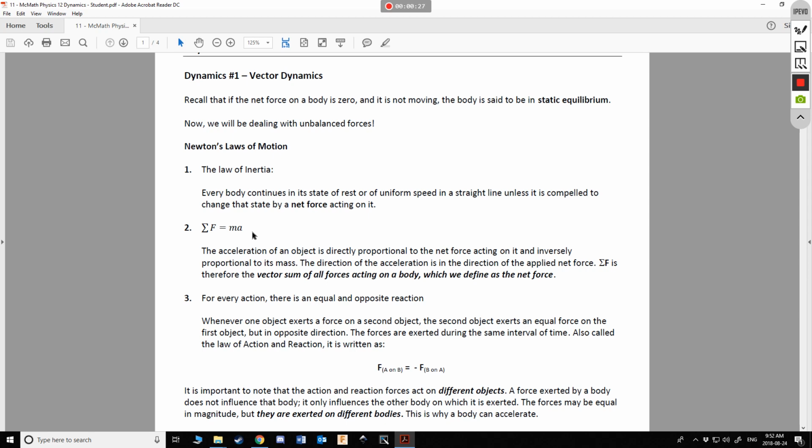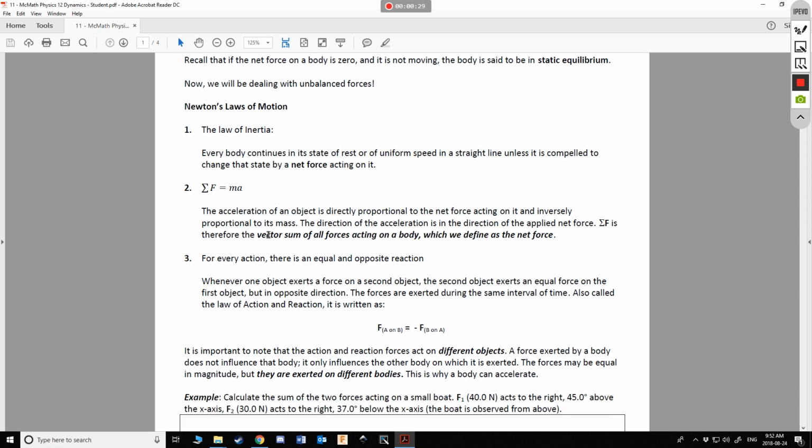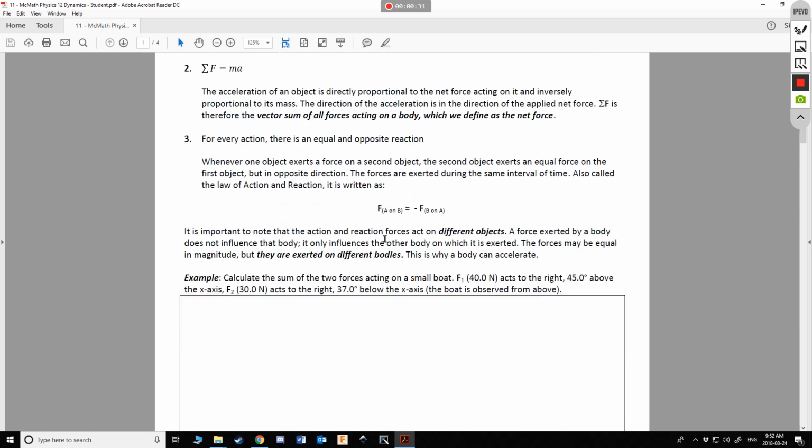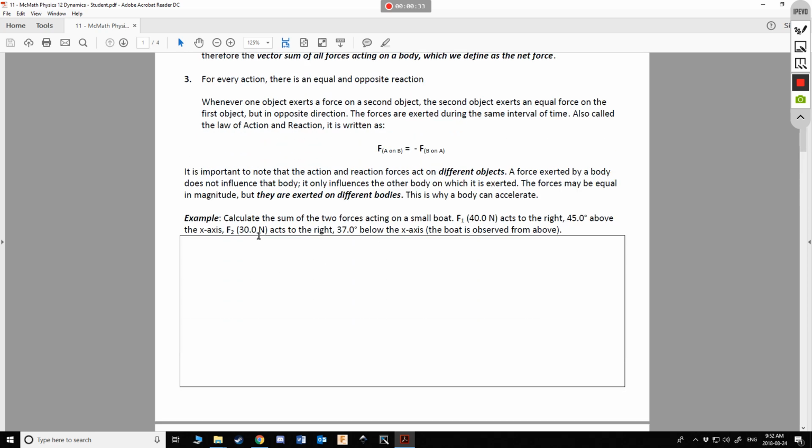So when there is an unbalanced force, it means that the system is accelerating. So here's our first example. It's asking us to calculate the sum of the two forces acting on a small boat, given that we have one vector, force 1, is 40 newtons acting to the right and 45 degrees above the x-axis. And we have a second force that's 30 newtons acting to the right, but 37 below the x-axis.